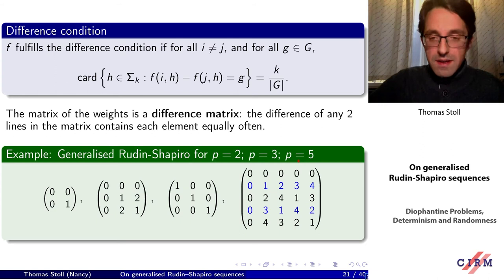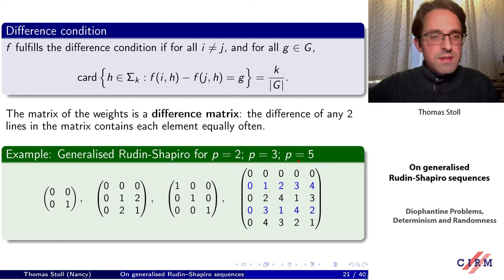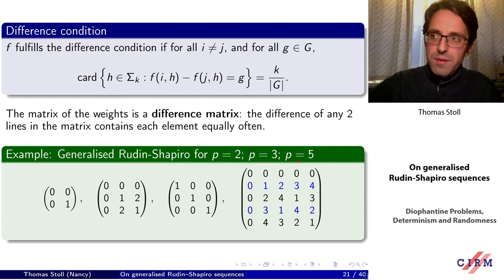This is a highly non-trivial area. And maybe these difference matrices are not that well known, but they're quite related to Hadamard matrices. A Hadamard matrix is a square matrix where you ask that all of the rows should be orthogonal to one another. So for any choice of two rows, you have an orthogonality relation. And all of the entries are just plus ones and minus ones.